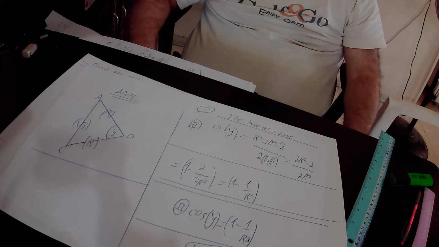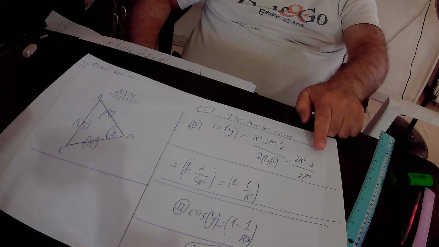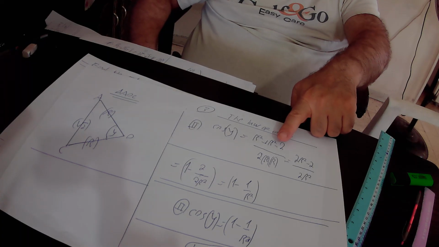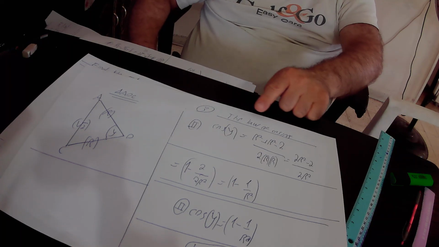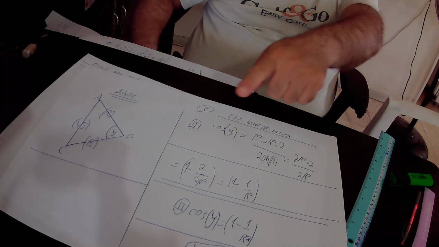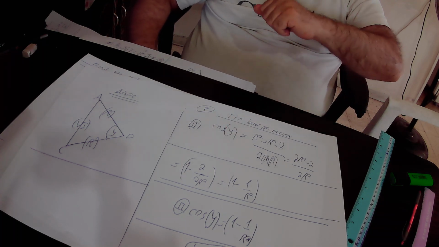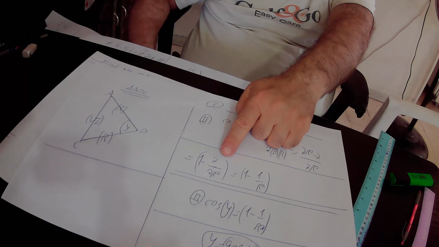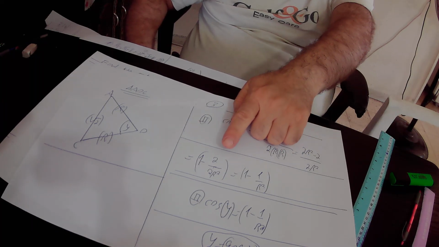So according to equation 2, we found out that cosine Y equals R squared plus R squared, that is 2R squared, minus 2 over 2 times R squared, that is 2R squared. So we have cosine Y equals 2R squared over 2R squared is 1, and also here minus 2 over 2R squared. We divided both the numerator and the denominator of this expression by 2. Minus 2 over 2 is minus 1, and 2R squared over 2 is R squared.